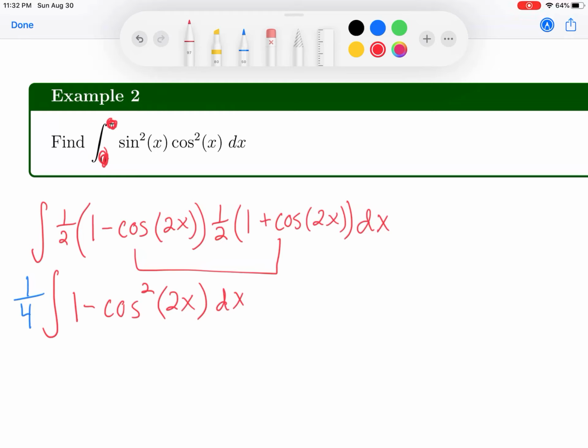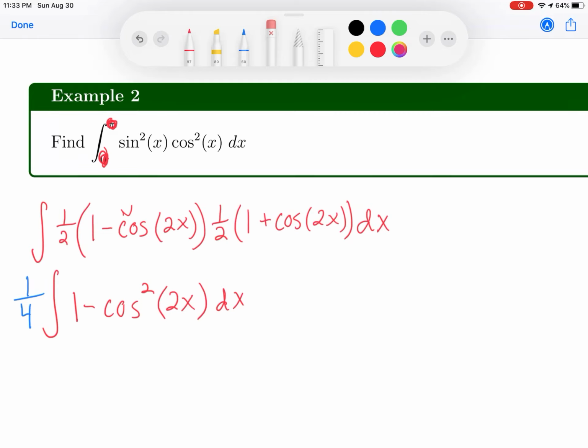Why is that so? Because 1 times 1 is 1, and then if you guys notice, these middle terms that you would eventually multiply together are going to cancel out, and you have a negative cosine 2x times a positive cosine 2x, which leaves you with a negative cosine squared 2x. So I didn't do anything too crazy. I just multiplied them out, and it actually condensed to be exactly what you guys see there.